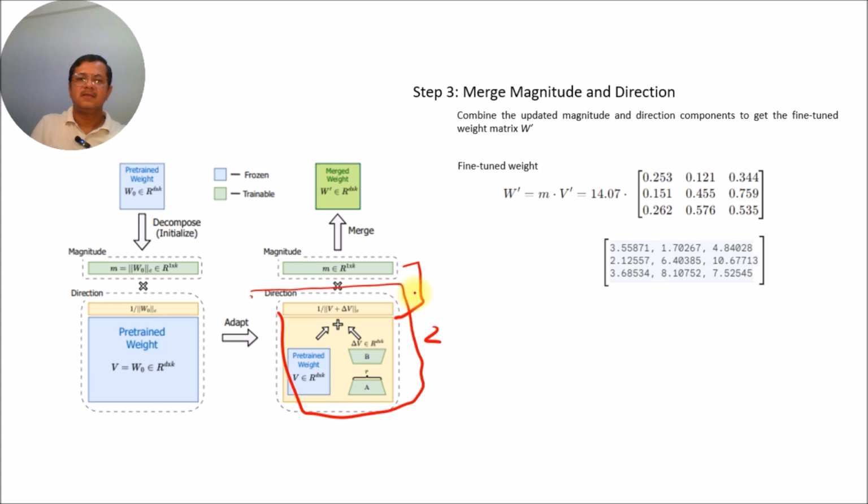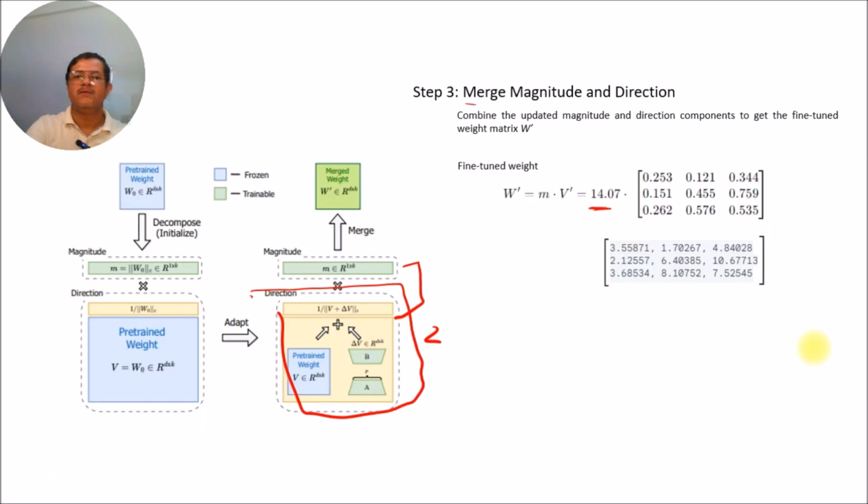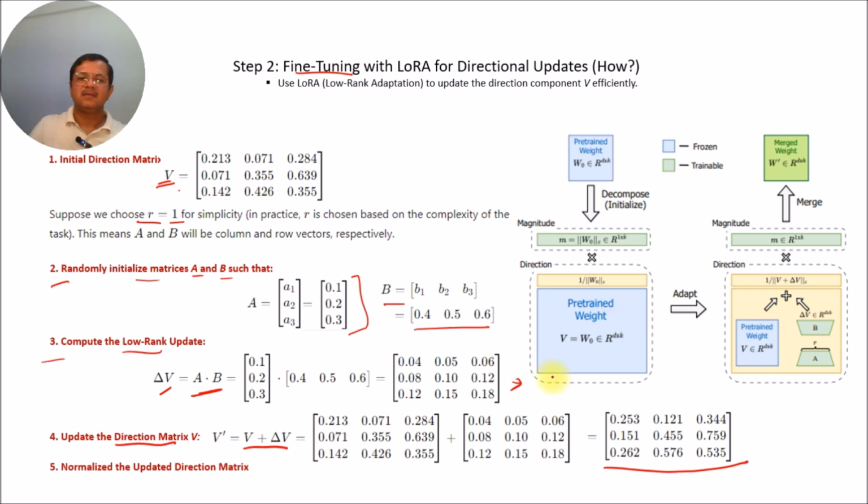The third part is to merge the magnitude and direction, and this is the merged part. How do we merge the magnitude and direction? The magnitude that we calculated may also change during the learning process, but here we are assuming that it is 14.07, and suppose this is our normalized updated direction matrix.